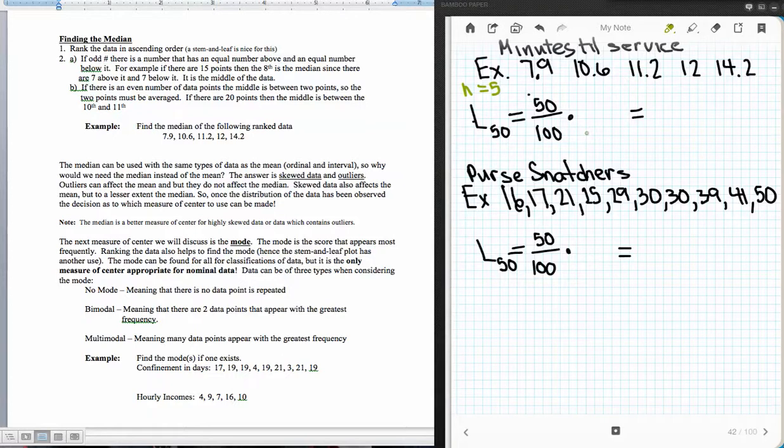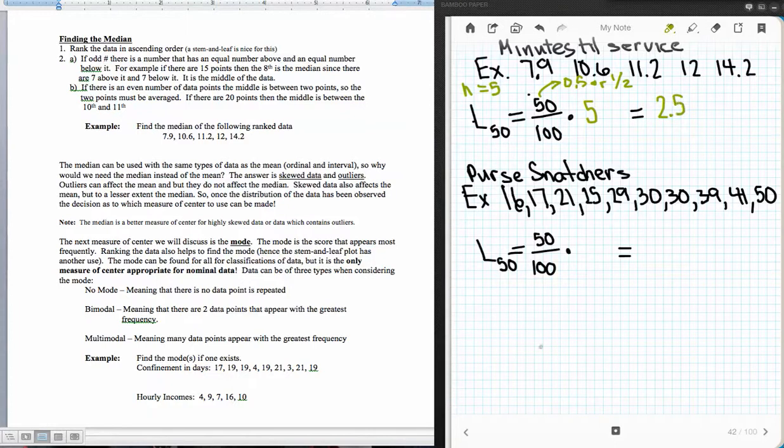So to find the position in the data that the median will hold, we're going to do the 50th percentile, so L sub 50, which is equal to k, which is 50 over 100. Remember that this is also equal to a half or 0.5, whichever way you want to represent it. It doesn't really matter, both are equally well represented. And then we're going to put in n here, which is 5, and go ahead and do the multiplication. So half of 5 is 2.5.